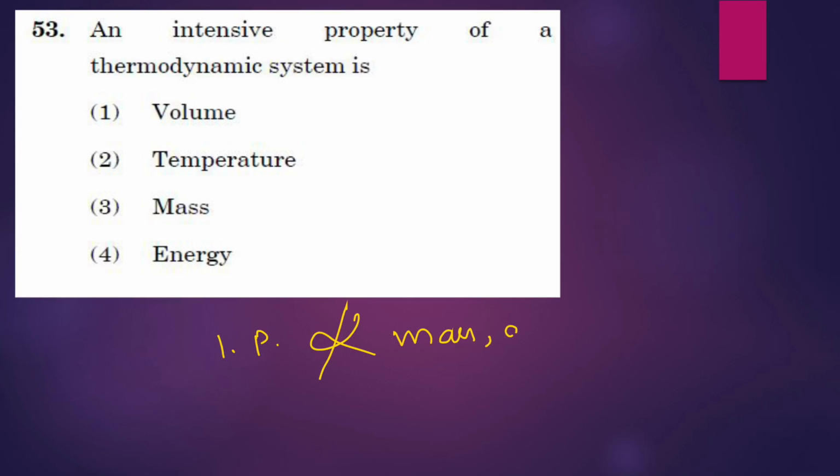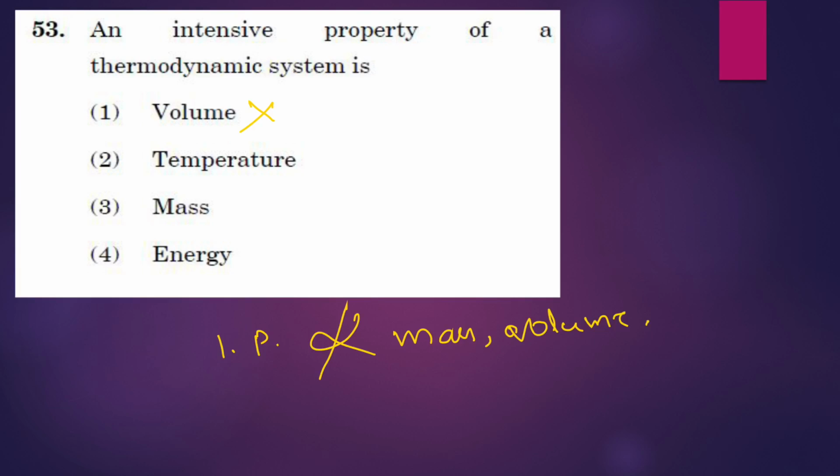So volume is from options, volume is not independent. Temperature is independent of mass and volume. At any place or any mass or any volume we check, temperature will remain the same. So it's independent of mass and volume. So 2 is your answer.